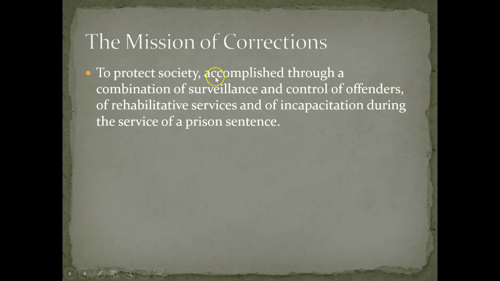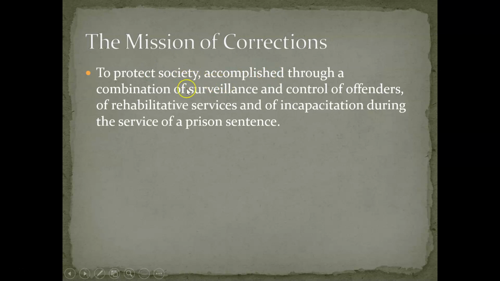So, next slide. Mission of corrections: to protect society, accomplished through a combination of surveillance, control of offenders, rehabilitative services, and incapacitation. Ultimately, the number one goal should always be the protection of society. If you go on to the Fresno County Probation Department or the California Department of Corrections and Rehabilitation website, their mission is probably going to start with to protect society. That's their number one goal, to protect society from a person who is obviously victimizing people in the community.